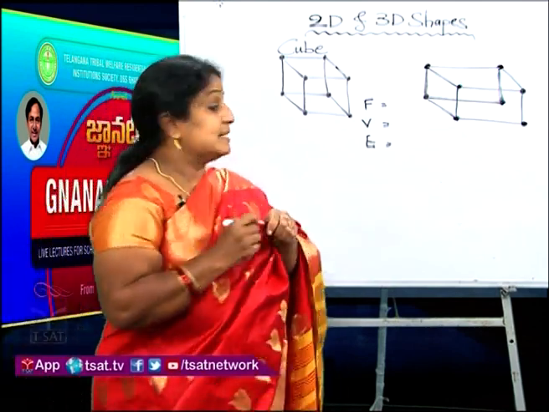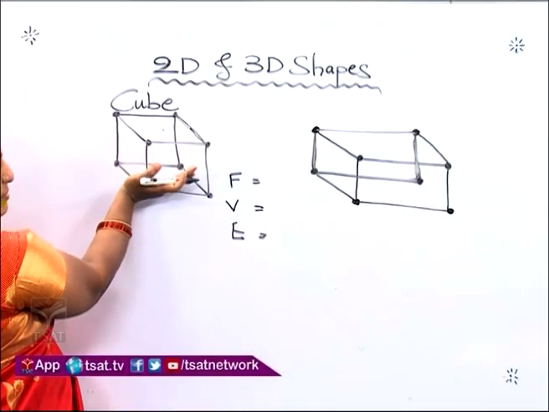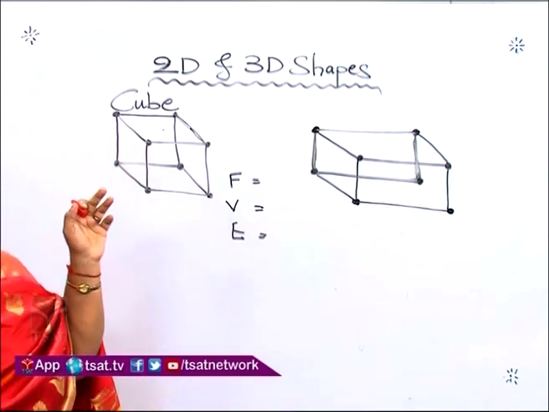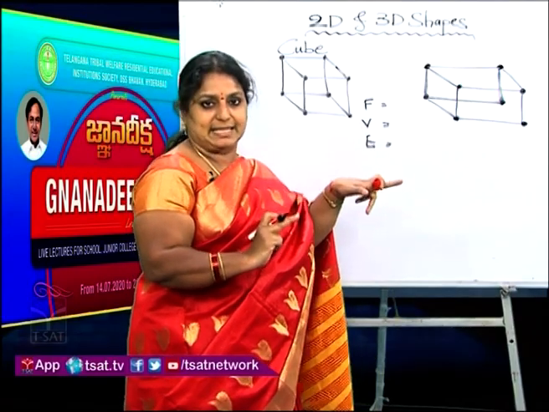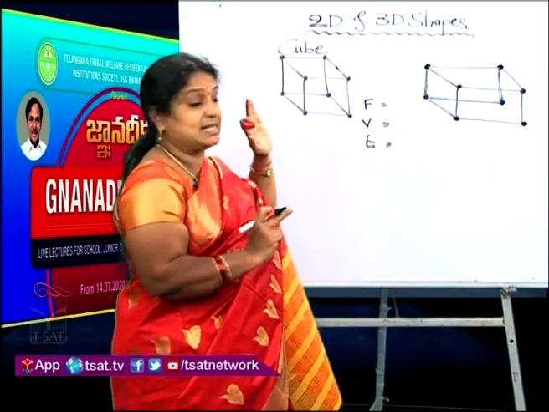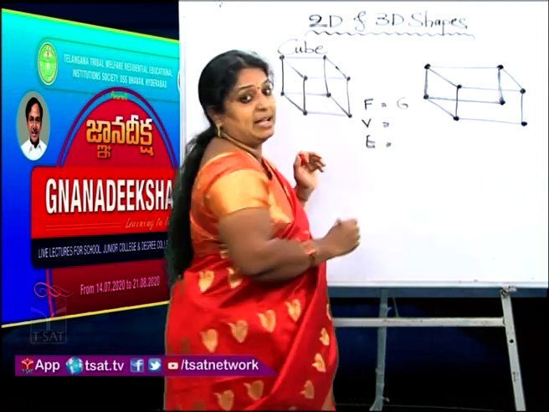6 faces. Similarly, if you see this cube, top is 1, bottom is 1, and all the 4 sides, 4 sides meaning lateral sides. If you take 4 lateral sides, one top side, and one bottom side, so total how many faces are we having here? 6 faces we are having.